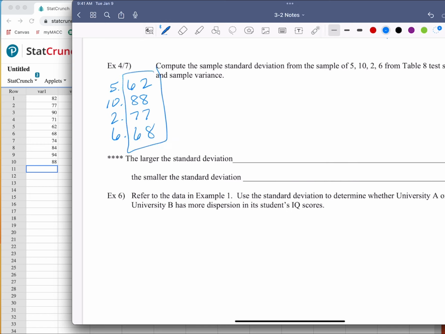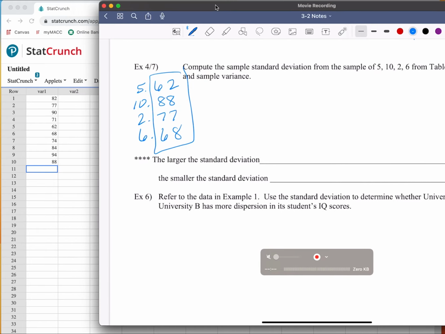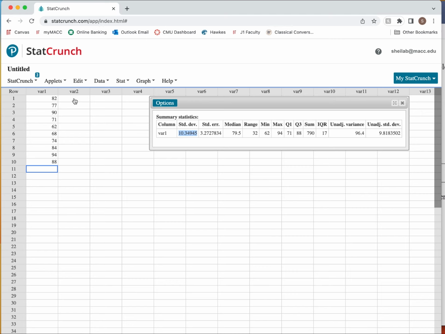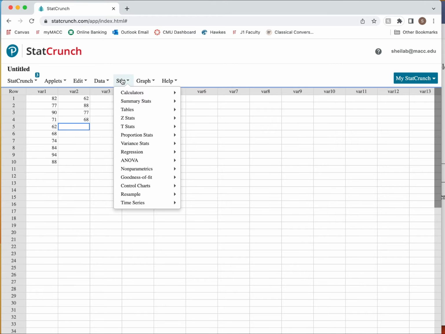So these are my values that we're looking for here. I didn't type these in already because I just wanted you to see what it was. So if I go here to list 2, I'm going to type in just on my keypad 88, 77, 68. Then I don't need this one anymore because it's going to be different, because I'm going to be looking at 2. So same thing, stat, summary stat, column.